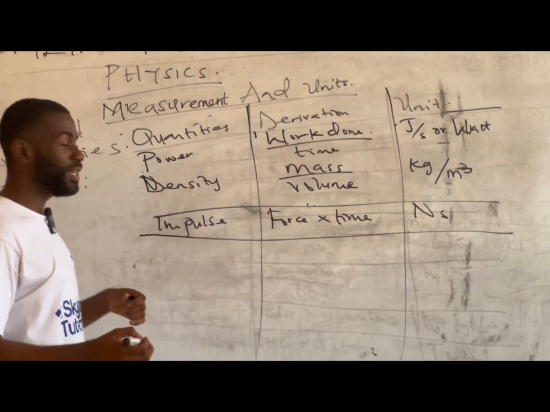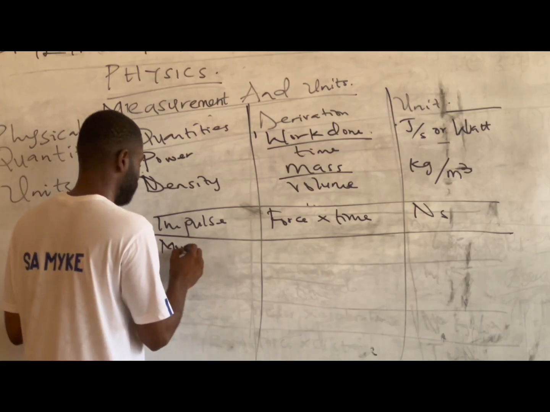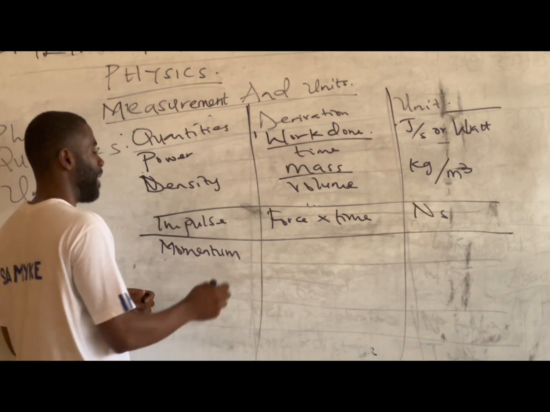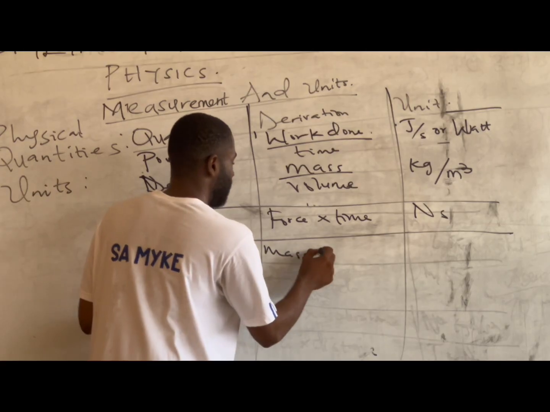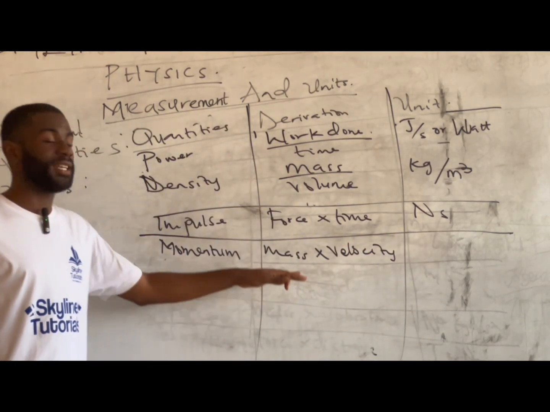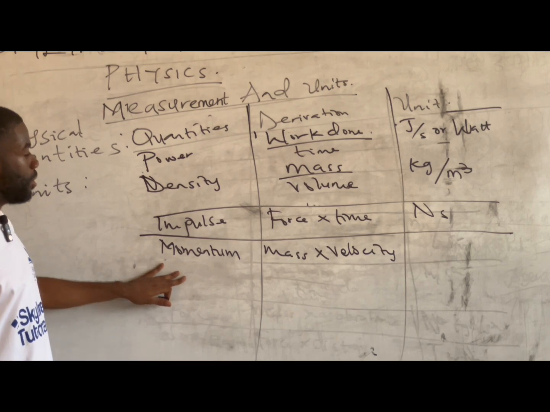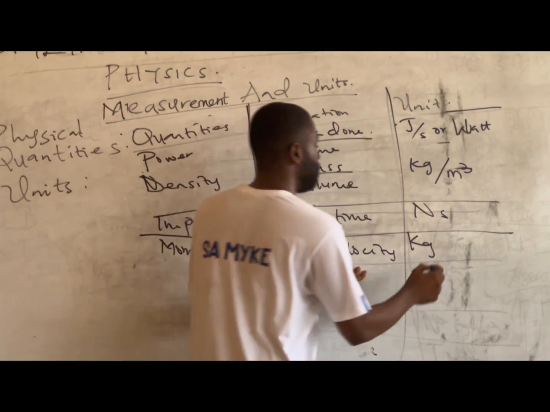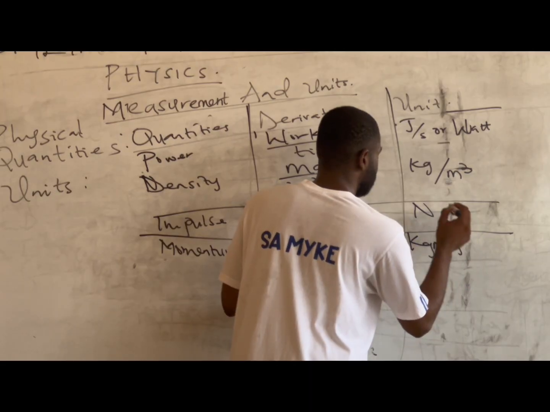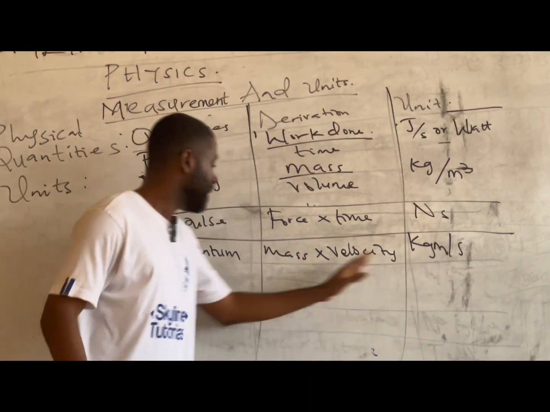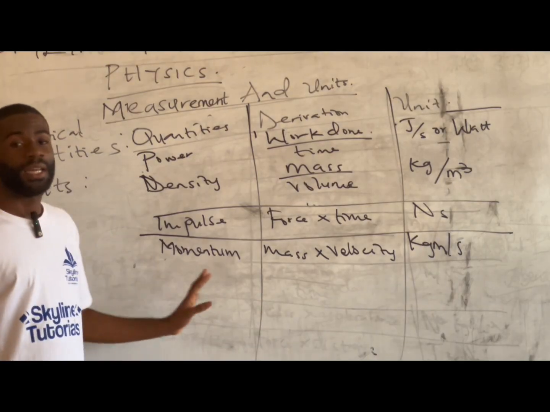Another example is momentum. Momentum is simply mass times velocity. So the product of a body's mass and its velocity will give us the momentum of that body. Mass is measured in kilogram, velocity is measured in meter per second. So that makes kilogram meter per second the unit for momentum.